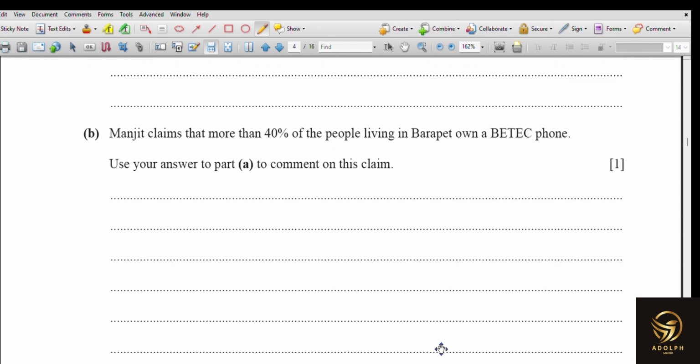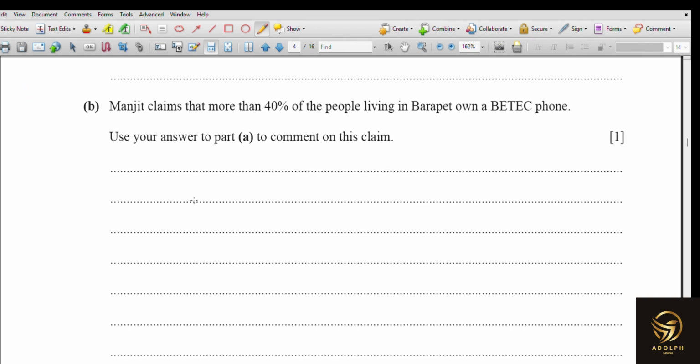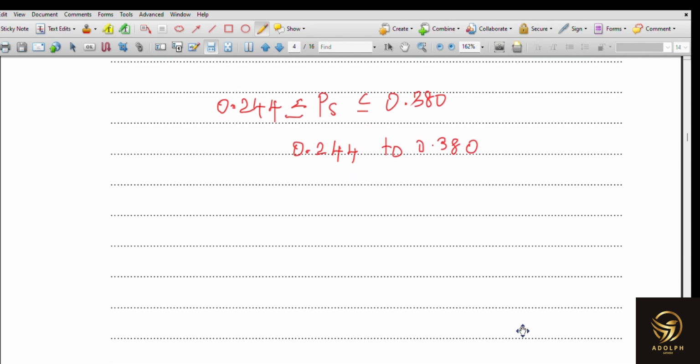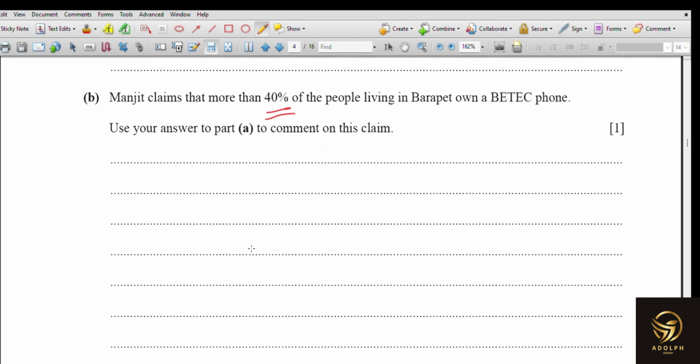Let's move on to the next one, the B subdivision. Manjit claims that more than 40% of the people living in Barapet own a Betek phone. Use your answer to part A to comment on this claim. Manjit is claiming 40% of the people living in Barapet own a Betek phone. But if you see here, the confidence interval is only from 24% to 38%. So that itself we can write as a reason.